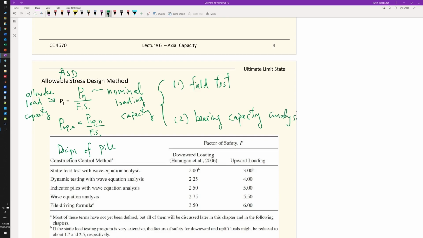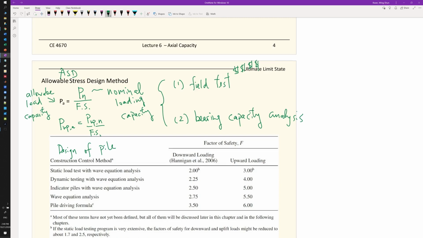This is kind of expensive, but the field test can always give you more accurate results, because it is site specific, and you can modify your field test to mimic or become exactly what you want to do for your project. But this is not cheap at all.